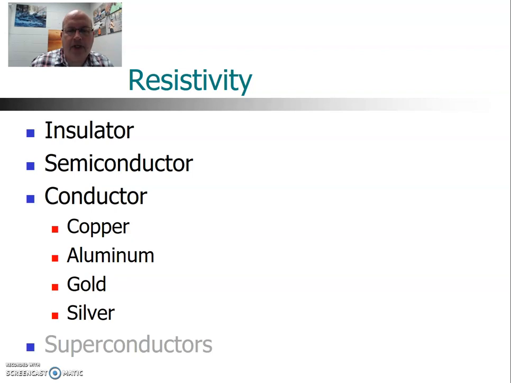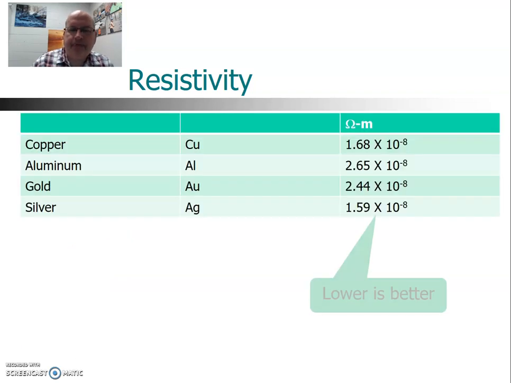The conductors are the ones that we're going to be concerned with, and there are 4 different materials that are commonly used as a conductor: copper, aluminum, gold, and silver. A lot of people will ask the question, which material makes for the best conductor? Usually what they mean by best conductor is the lowest resistance. So we have to look at the resistivity of each of these materials. Here's a chart showing the resistivity. Remember, with resistivity you want a lower number to be a better conductor.